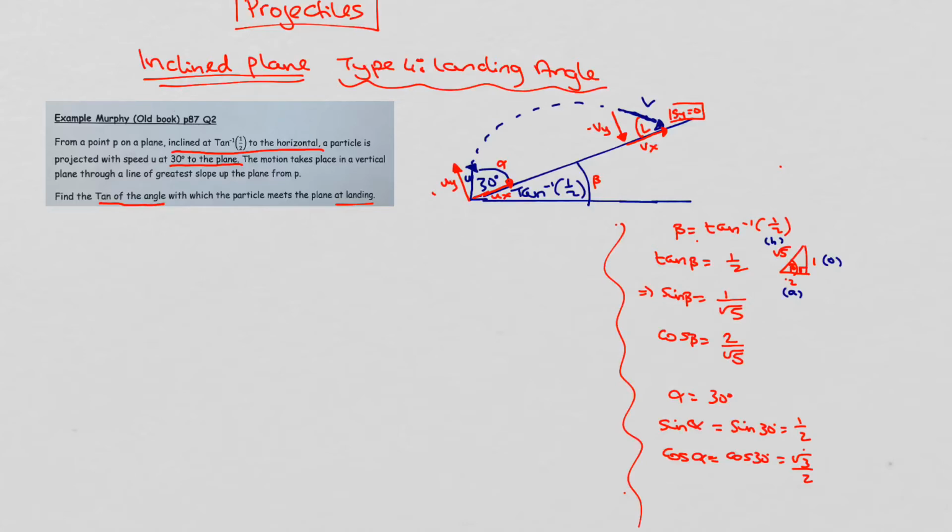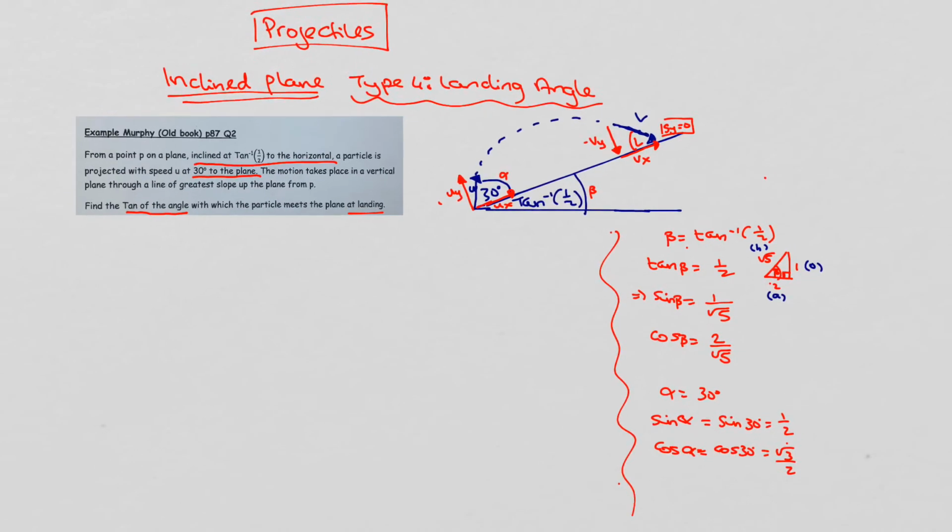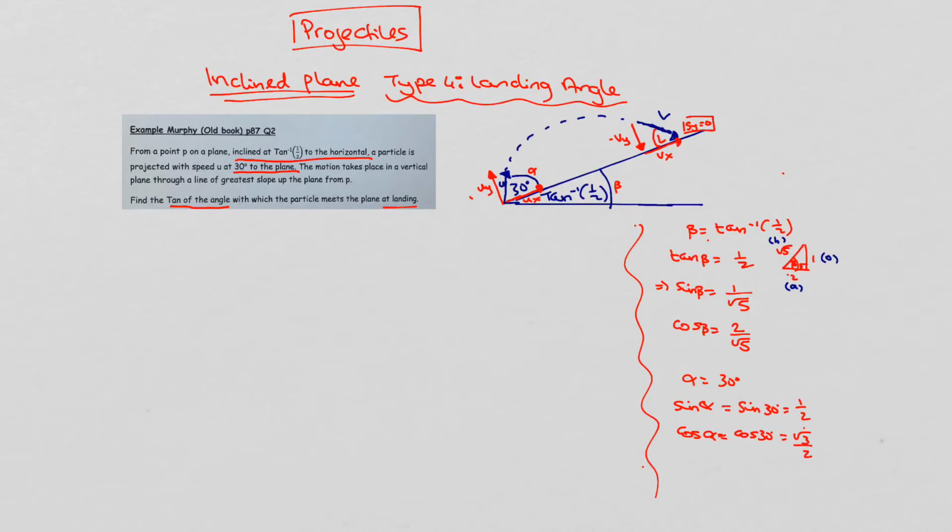Okay, so in order to find tan of the angle as it meets the plane, essentially what are we looking for? Well, we're looking for tan of the landing angle. And we have to remember the key to this question is that tan of the landing angle is minus Vy over Vx. So in other words, if I can find Vy and Vx, it's going to be very easy to find tan of the landing angle. But of course, to find Vy and Vx, we're going to need time. And to get our time, we'll be looking at Sy is equal to 0.